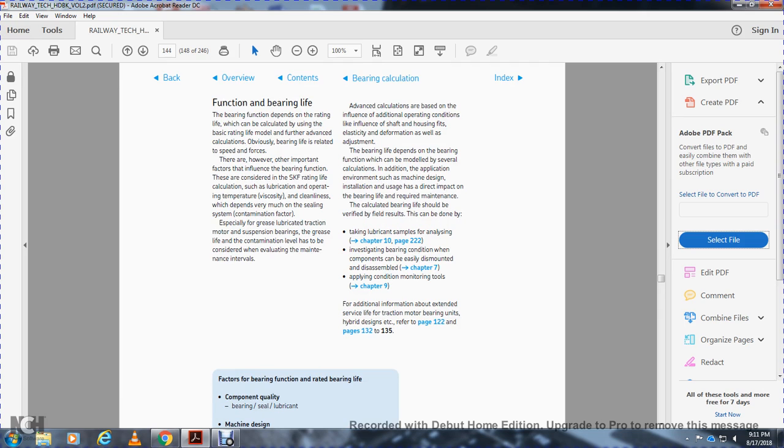The function and bearing life depend on the rating life calculated by the basic rating life, which is further advanced by the calculation. Obviously, the bearing life depends on the rate with speed and force, with other important factors included. The bearing function considers the SKF rating life calculation: the lubrication, operating temperature, viscosity, and cleanliness, which depends very much on the sealing of the system contamination factor. Especially for the grease lubricated traction motor suspension bearing, the grease life and the contamination level have to be considered when evaluating maintenance intervals.